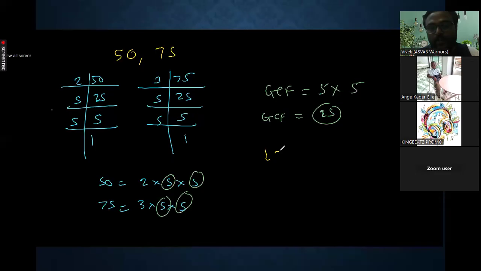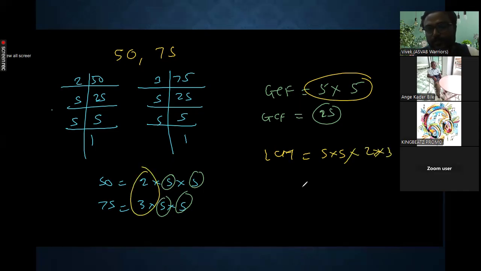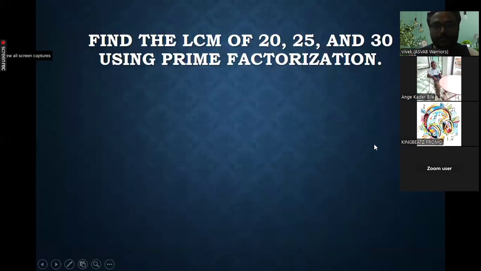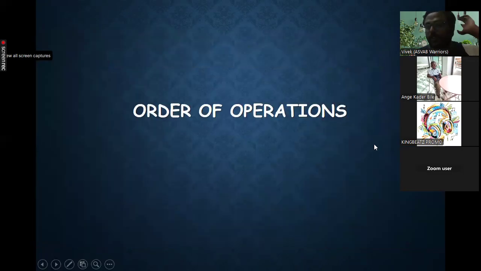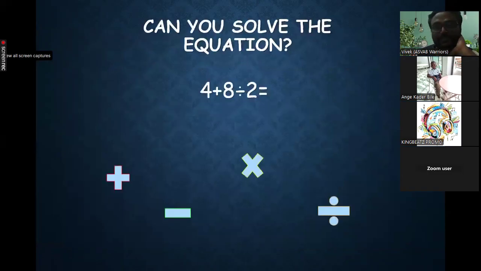Now LCM. What did I tell you about LCM? You take down the common numbers, which were 5 and 5, and just multiply the remaining numbers. 2 times 3. So 5 times 5 is 25, 2 times 3 is 6, 25 times 6 is 150. That's your answer. Okay? All right. Now, let's move on to order of operations.